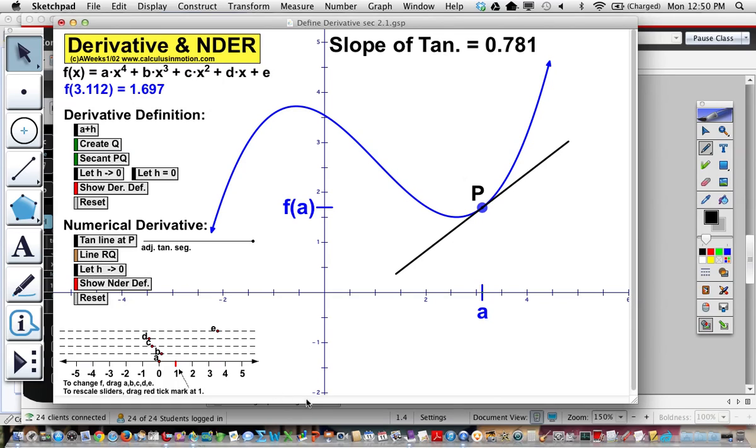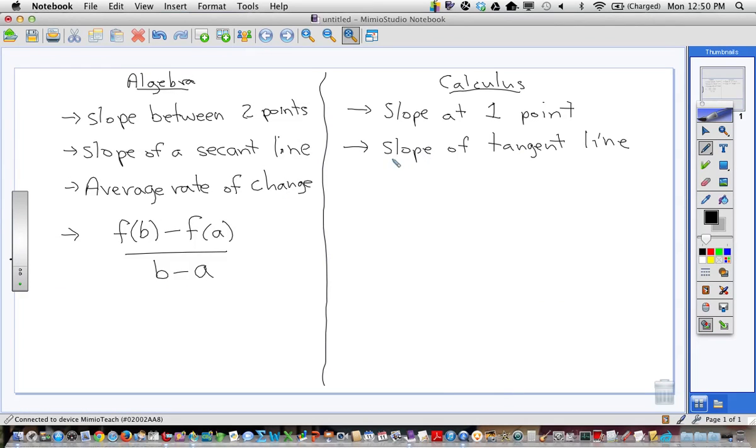Well, if we go back to our secant line, let me go back to our notes here a minute. All right, so we had slope at one point. We had slope of the tangent line. I know I'm jumping you all over the place here in your notes. Let's finish this real quick. Instead of average rate of change, we're talking about what? Instantaneous rate of change. Okay, and now we're at the point where we would like a formula.